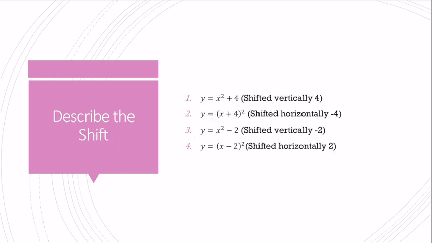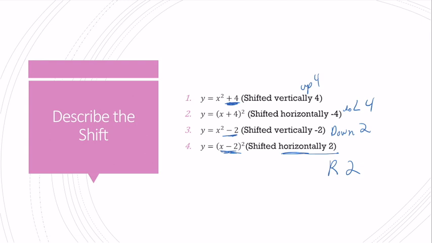If I've got it added outside of the radical, that's going to be shifted vertically 4, so up 4. If I've got it inside the parentheses, that's going to be shifted horizontally negative 4, so left 4. If I've got it outside of the square, it's going to be shifted vertically negative 2, so down 2. And if I've got it inside but subtracted, that's going to be shifted horizontally 2, right 2. That's how we're going to shift our functions.